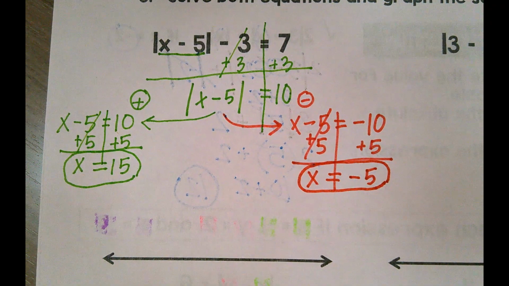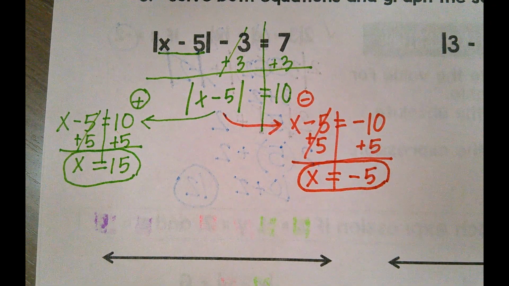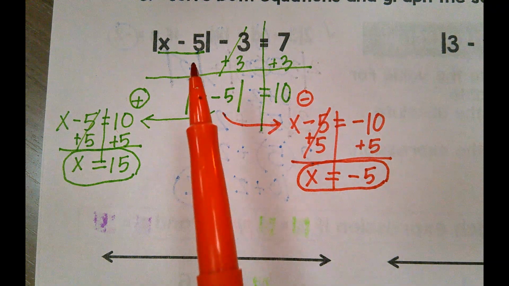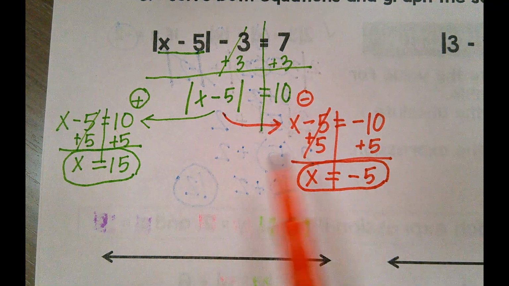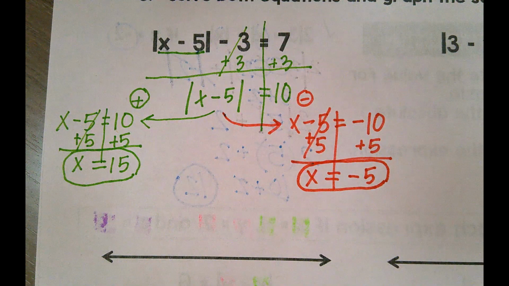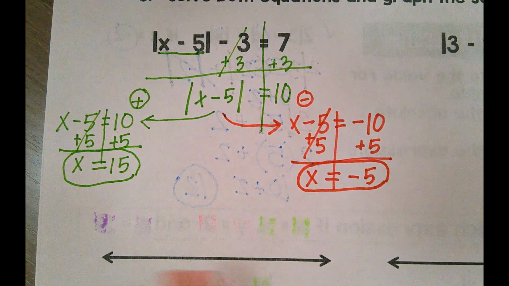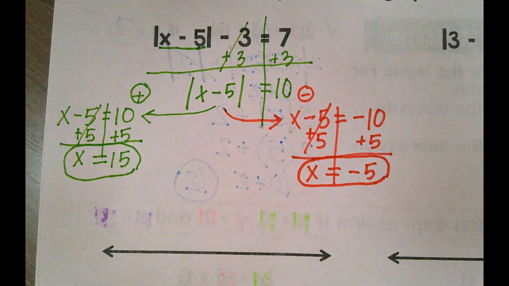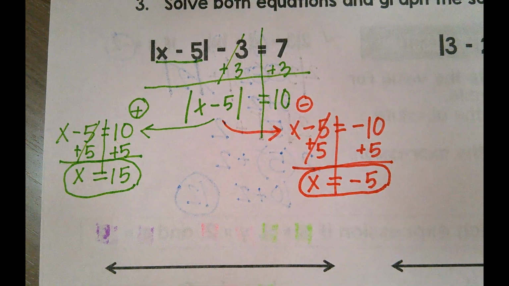Okay, so we're going to stop here for a minute. We got the absolute value by itself. We split into two equations. We solved both equations. Now the very last thing is to graph the solutions. This is going to be the hardest part, figuring out which number goes first. We found our answers. We're done with the answers.